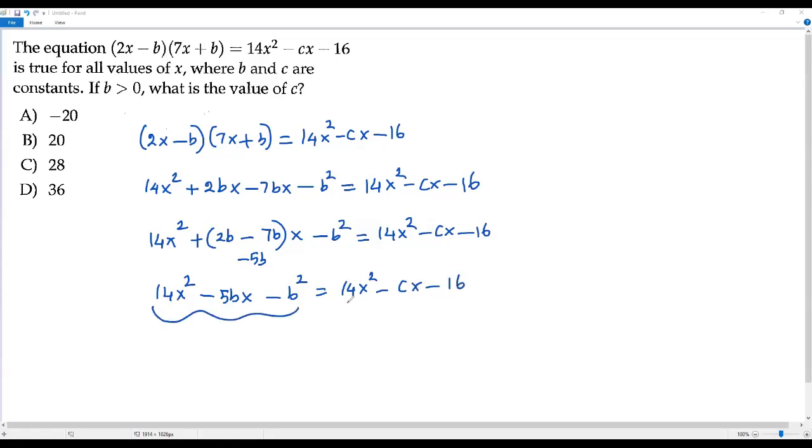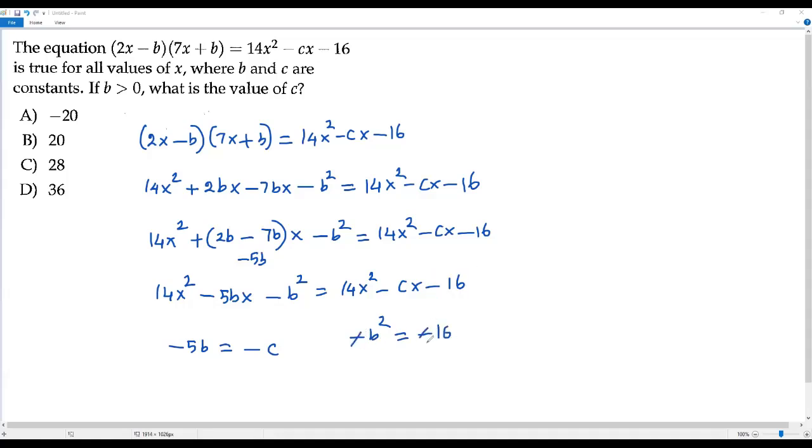Here we have a quadratic expression, and here we have a quadratic expression. So the two quadratic expressions are equal, and we can compare the coefficients of like terms. The coefficient of x on the left side is negative 5b, and on the right side it's negative c. The constant term on the left side is negative b², and on the right side it is negative 16.